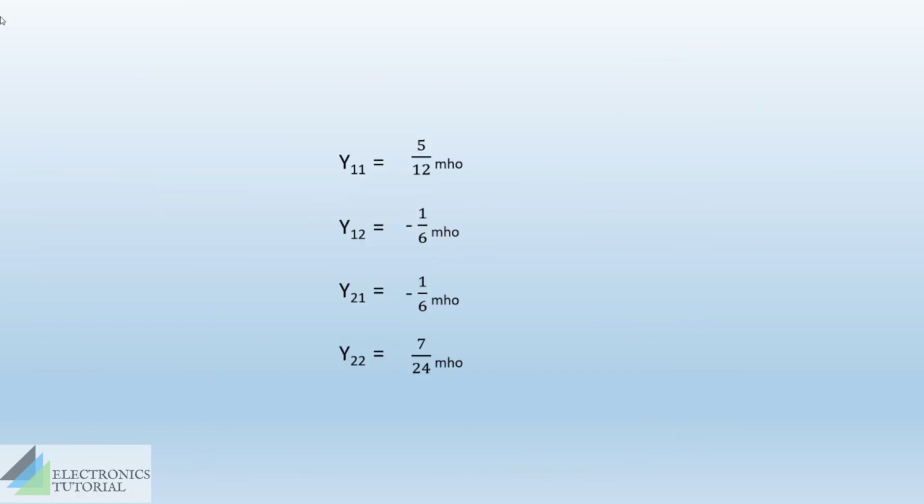We have now obtained our final answer. Y11 is equal to 5 by 12 mho, Y12 is equal to minus 1 by 6 mho, Y21 is equal to minus 1 by 6 mho, and Y22 is equal to 7 by 24 mho.